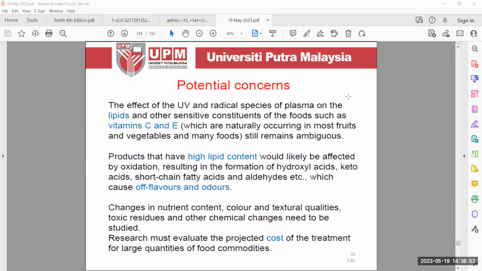The potential concerns are basically on food products that have lipids and other sensitive constituents, such as vitamin C and vitamin E, which are still ambiguous. We do not know the true effect of it. And food products that have high lipid content would likely be affected by oxidation, resulting in formation of hydroxy acids, keto acids, short chain fatty acids and aldehydes. And of course, that gives you off flavor and rancidity. And of course, changes in nutrient content, color, texture, quality, and toxic residue and other chemical changes too.